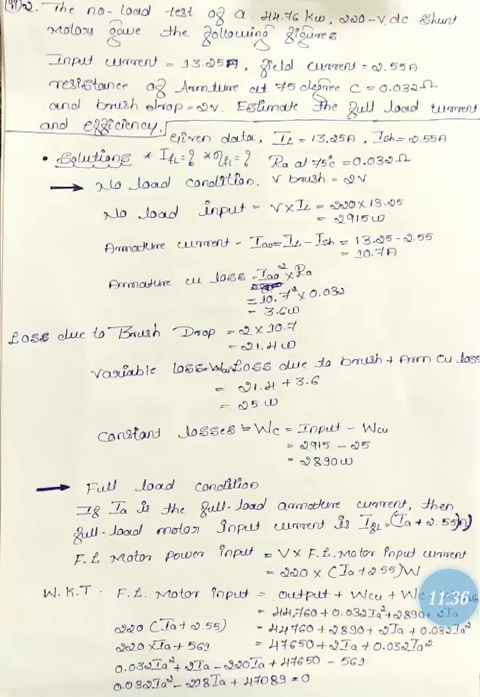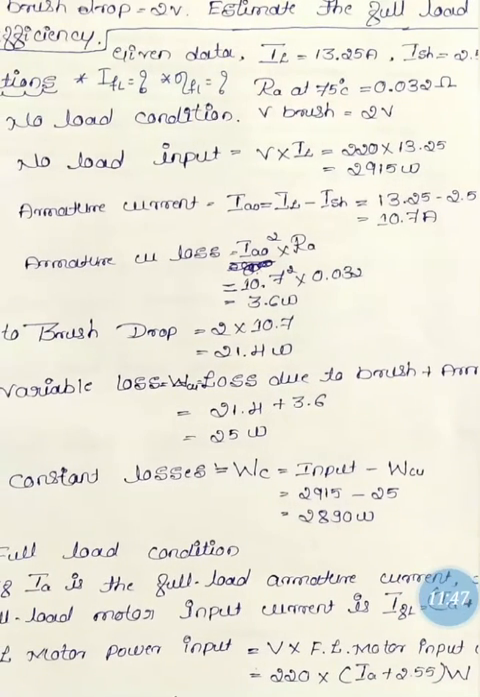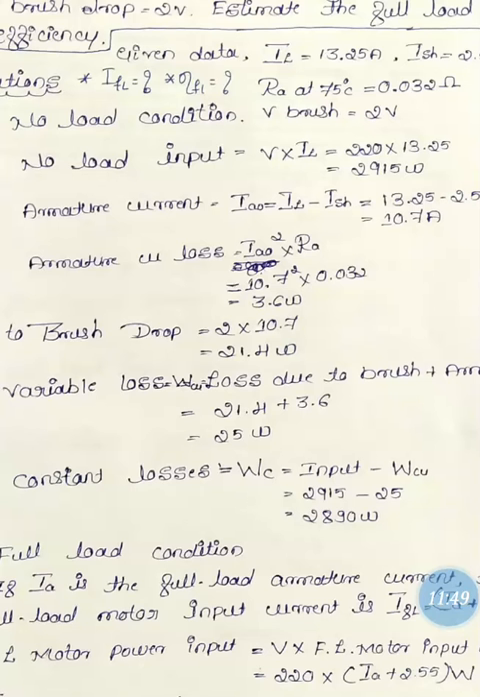So this is the product of the supply voltage and the line current. Supply voltage is 220 volt, then line current is 13.25 ampere. Then we'll get the no load input as 2915 watt.